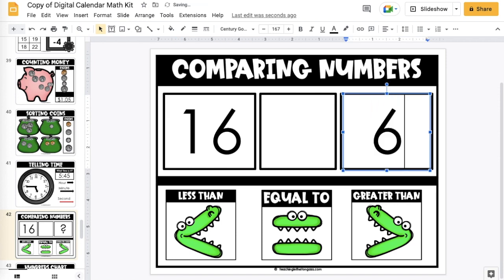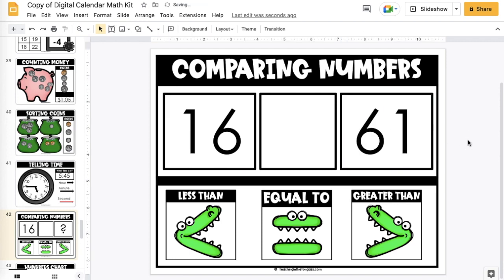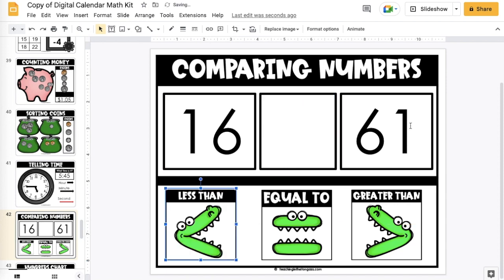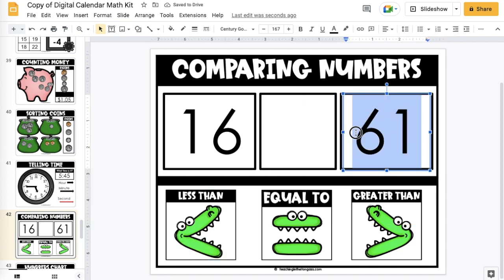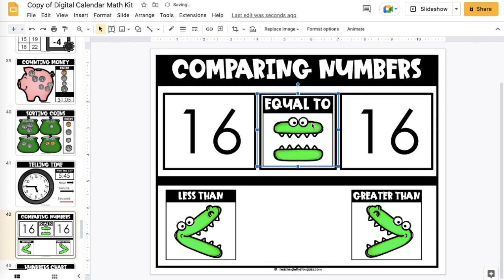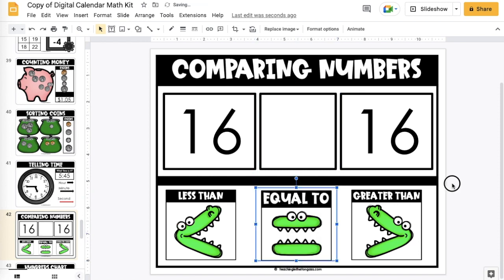61 over here on the right side. I know that 61 is larger than 16, so if I put 16 is less than 61, that sentence would make sense. 16 is less than 61. All right, let's change this to 16, and let's see if we can figure out which, yep, that's right. 16 is equal to 16. The numbers are equal to each other because they are the same.